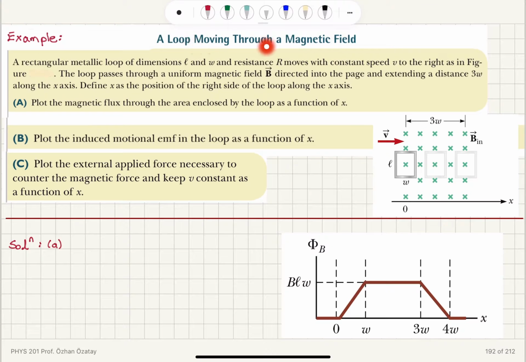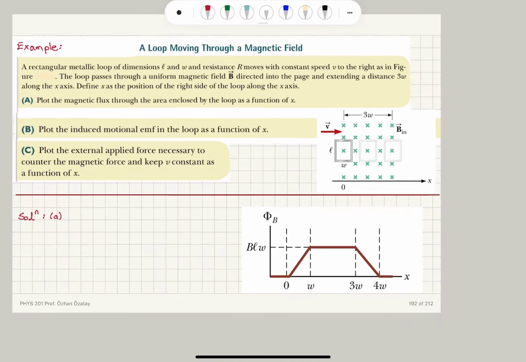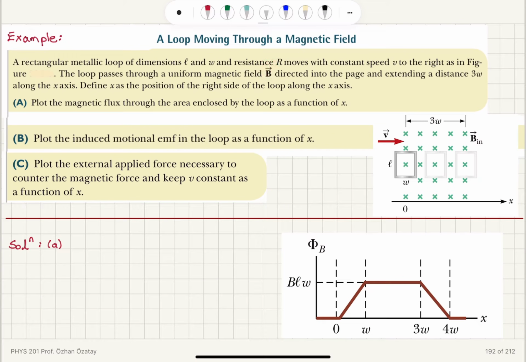A loop moving through a magnetic field. A rectangular metallic loop of dimensions L and W, and resistance R moves with constant speed V, so this is constant speed V, to the right as shown in the figure. So this is moving inside this uniform magnetic field.